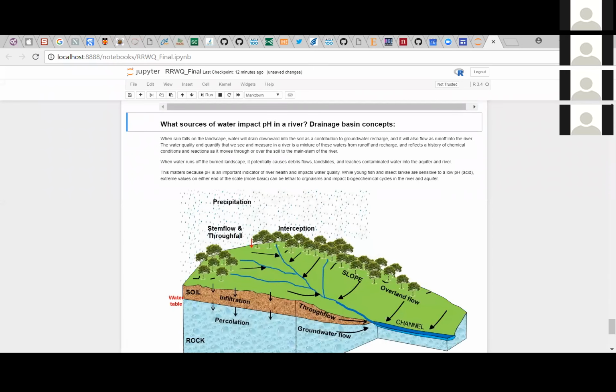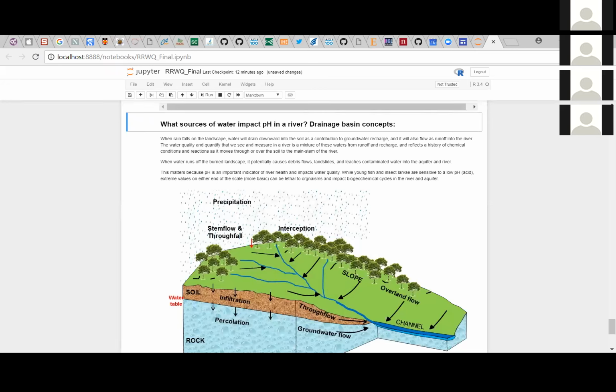And then finally, we go back to thinking about what's controlling our pH. And so the nice thing about these notebooks is we can interactively collaborate and work with other people and start to pull in other data sets to really understand what is impacting the pH in our river system, and how the fires are contributing to this.